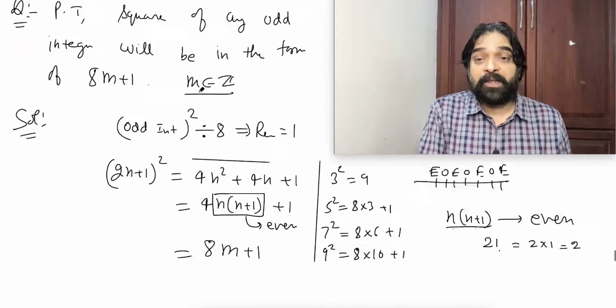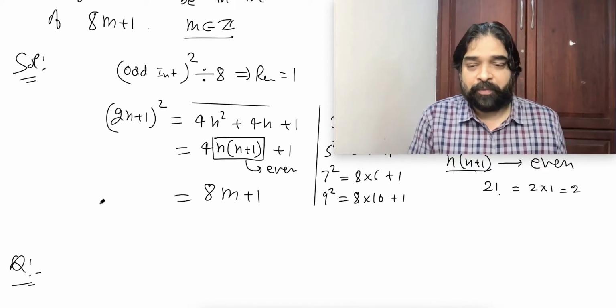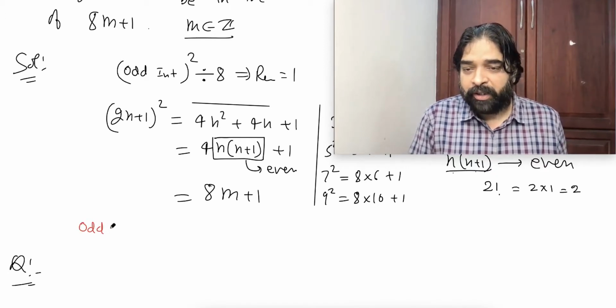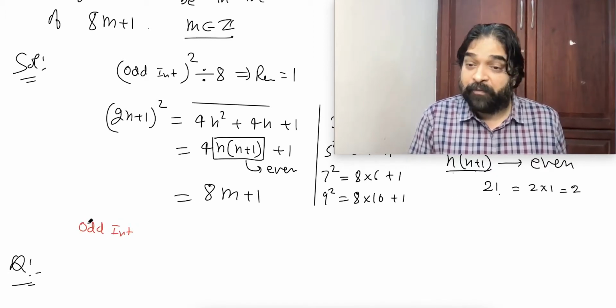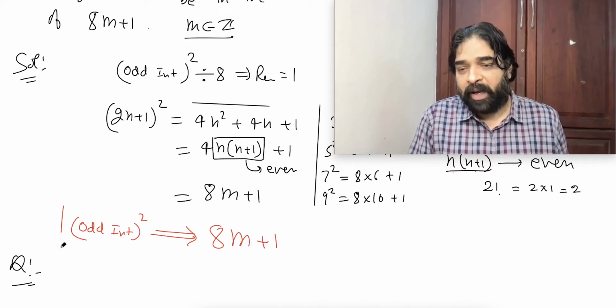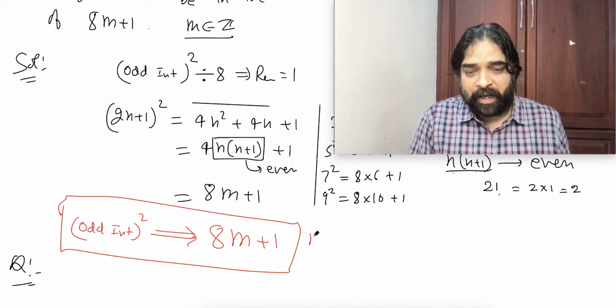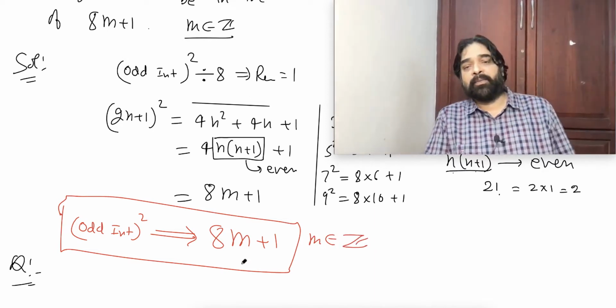On this basis, now an oral type of question. This you remember, please. I will mark it as a note. The square of an odd integer will always be in the form of 8m plus 1, where m is some integer, maybe positive, maybe negative.